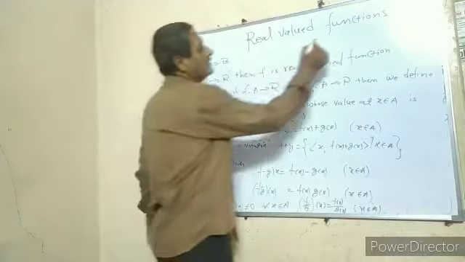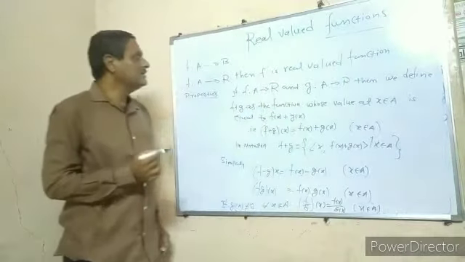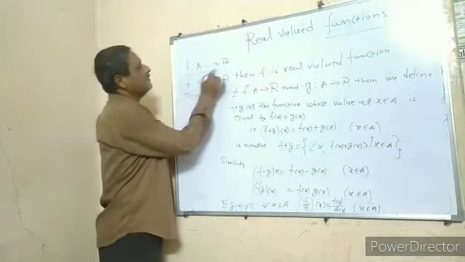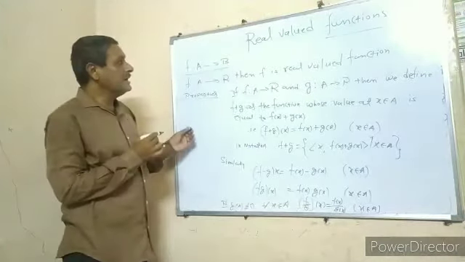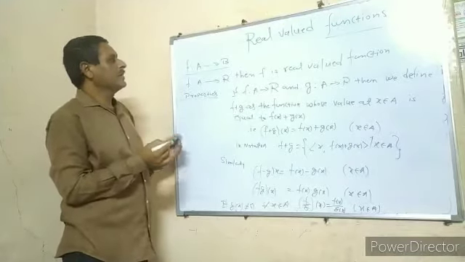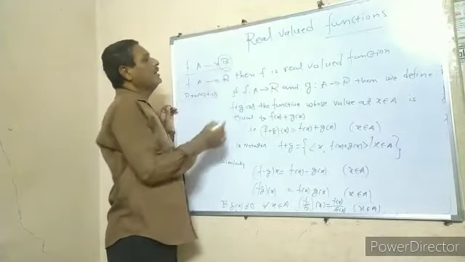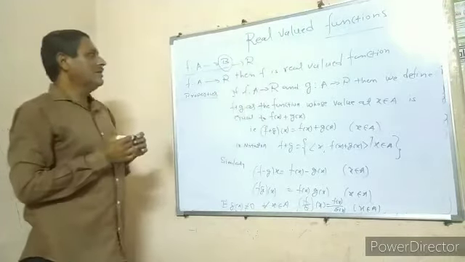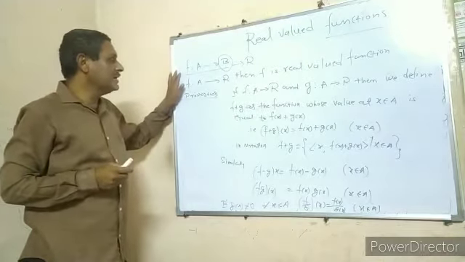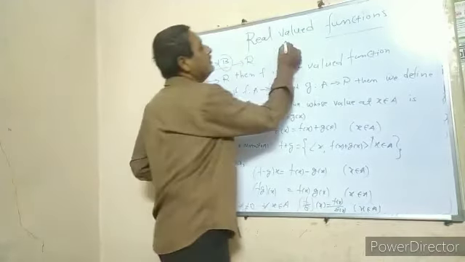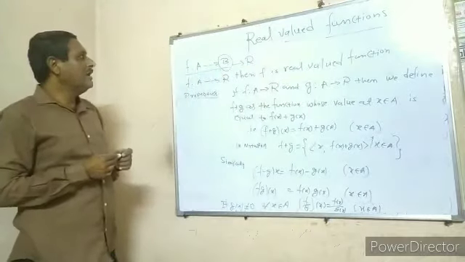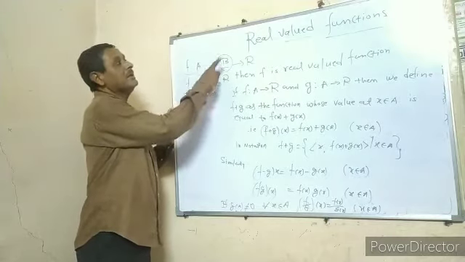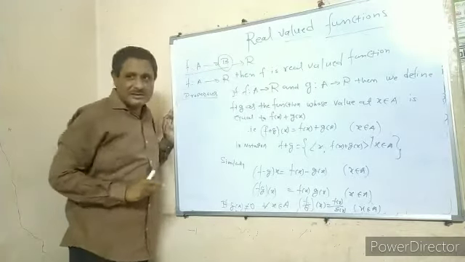Now, what is a real valued function? It's a very simple thing. We have defined a function f from A to B, related with the domain and codomain. The codomain is B here. If this is R, then this function will be a real valued function. Real valued means the value of any element of the domain is a real number. Then this function is known as a real valued function.